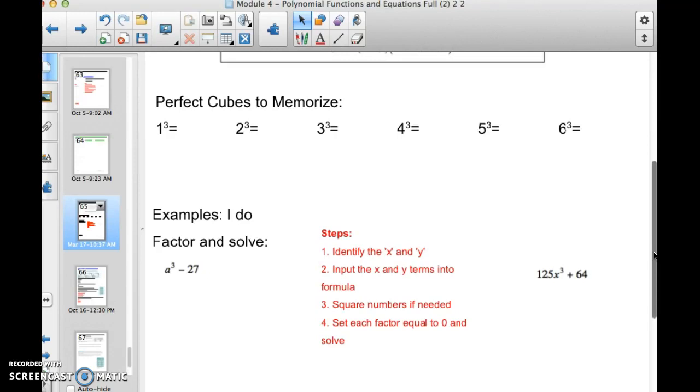You can still solve them the way that we've done in the past. You could graph them to see where they cross the x-axis, and then use synthetic division to get it down to a quadratic function, and then you could solve it from there. But this is just another process I want to show you.